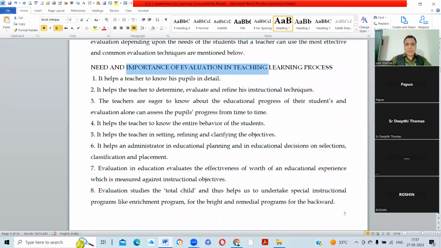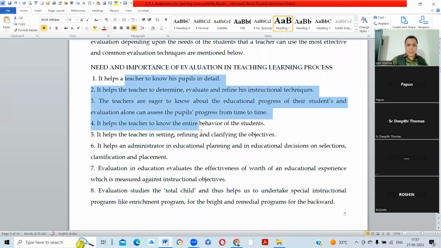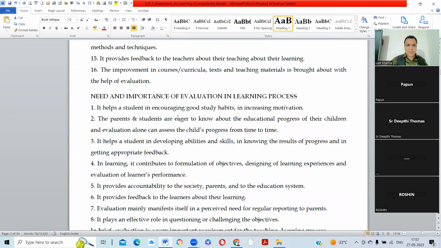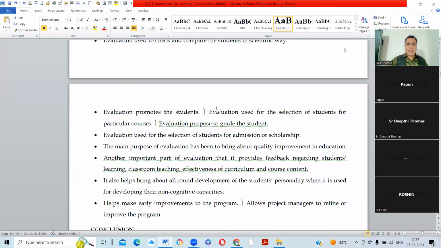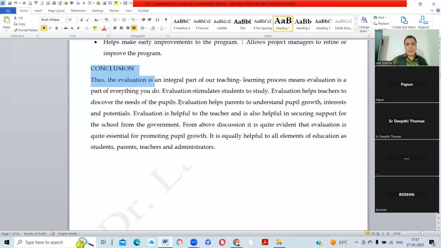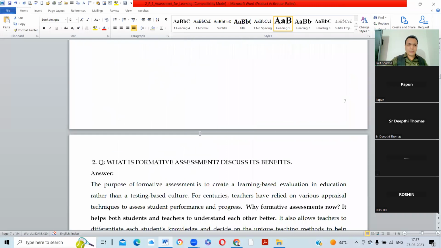What is the need and importance of evaluation in the teaching learning process? This is what you have to tell. This thing is asked by the examiner. All these points are given. Need and importance of evaluation in the teaching learning process. Then the role of evaluation in the teaching learning process. What is its role? And at the end, your conclusion, right guys?